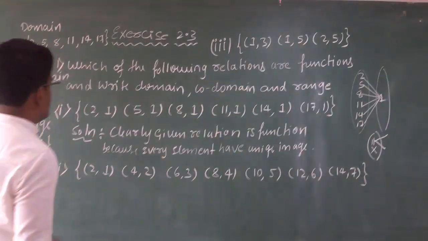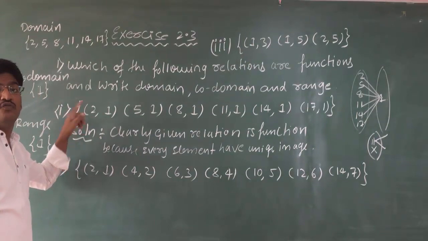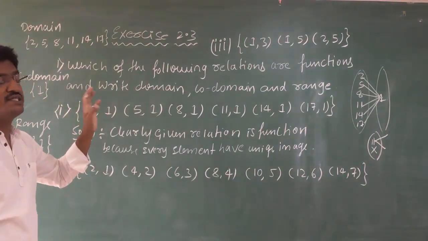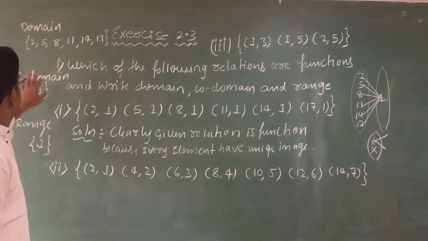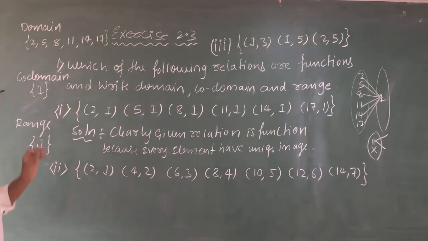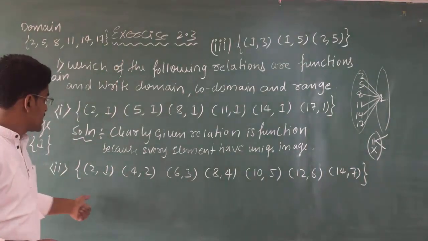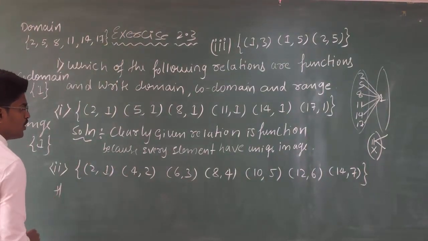So that's why the first relation is a function. The first relation is a function because each and every element has a unique image. Domain is 2, 5, 8, 11, 14, 17. Codomain is 1. Range is also 1. Clear? So now I will go for the third one. The second one you take as homework. Clear?